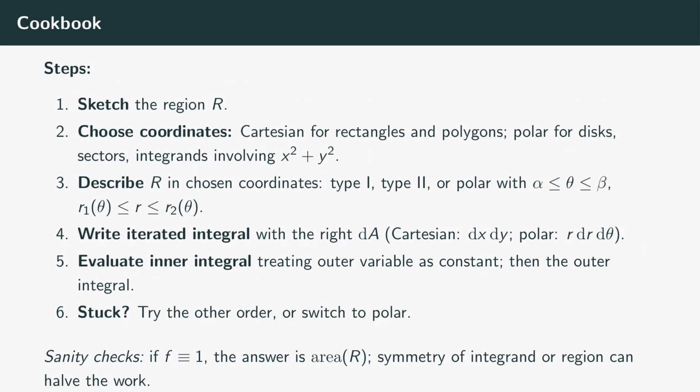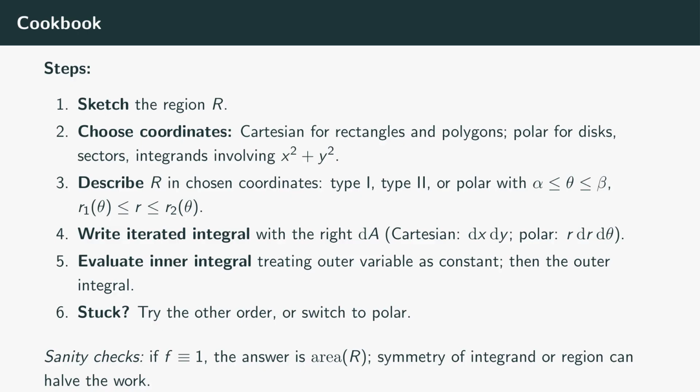Let's compress the method into a working checklist. Step 1. Sketch the region. You cannot integrate well over a region you can't draw. Step 2. Choose coordinates. Cartesian for rectangles and polygons, polar for disks, annuli, sectors, and any integrand featuring x² + y². Step 3.